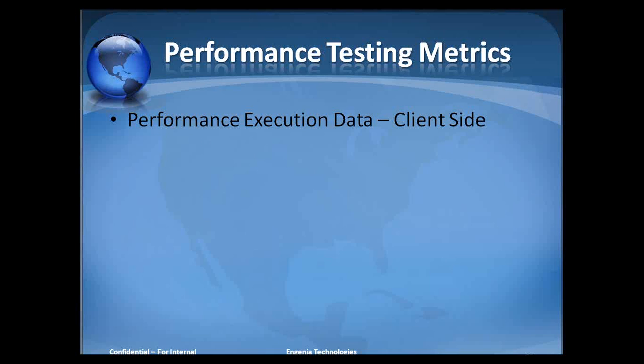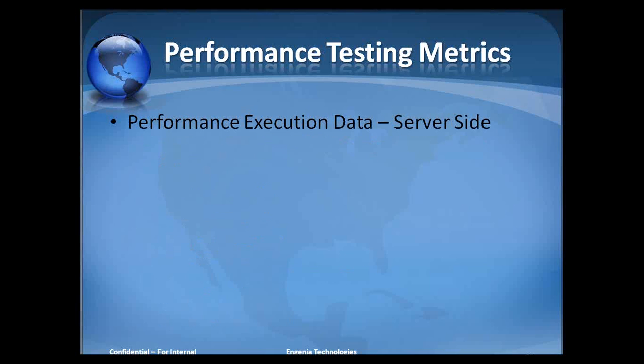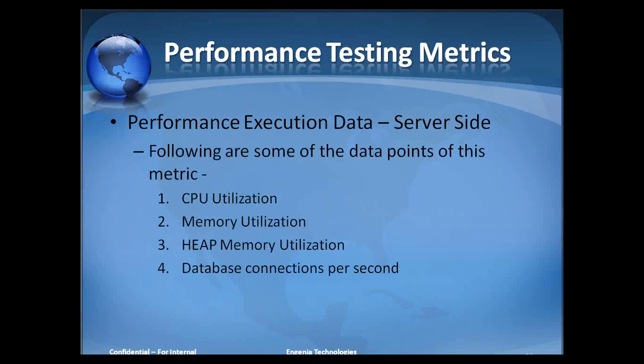Moving on to the next part, it is performance execution data, which is client side. The following are some of the data points for this metric, like we had data points for the earlier metric. For the client metrics, we have running users, response time, hits per second, throughput, total transactions per second, time to first byte, and errors per second. So these are some of the parameters which we can evaluate in performance execution data client side.